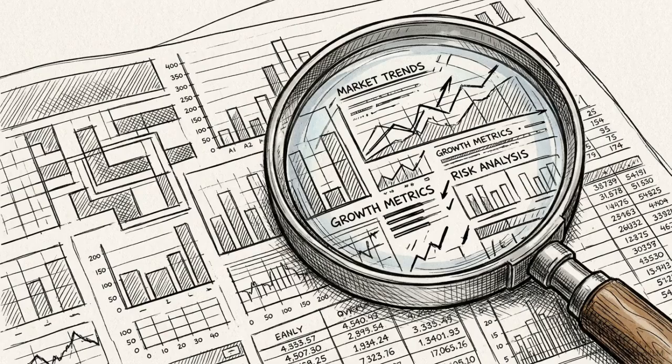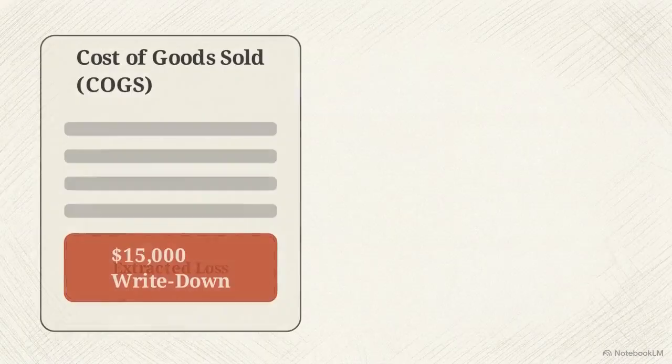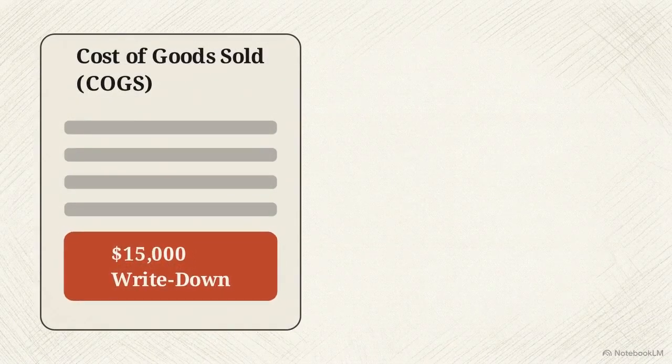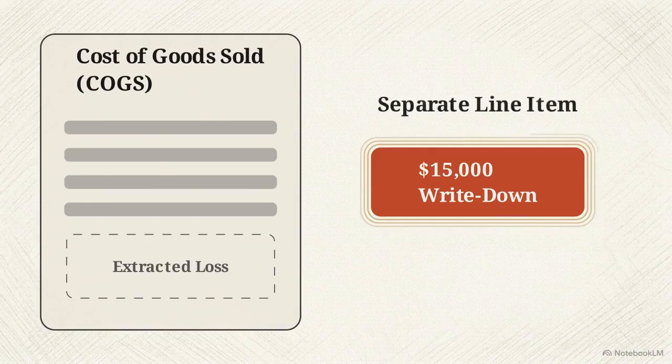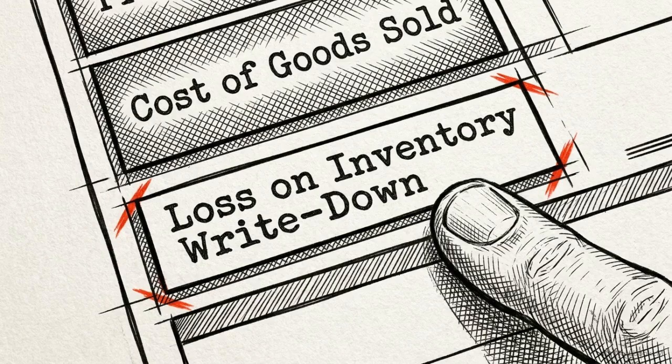There is, however, a critical exception, driven by materiality. If the impairment is so large it is deemed material to the company's financial health, it must be extracted from cost of goods sold. The loss is then presented as a separate, highly visible line item on the income statement to guarantee transparency for investors.